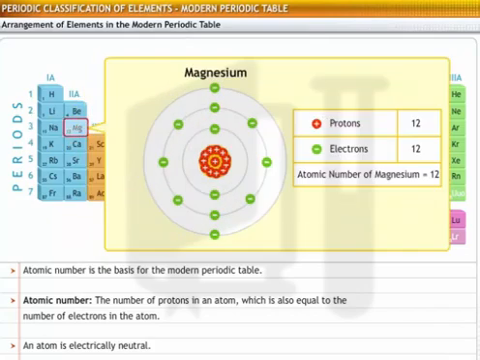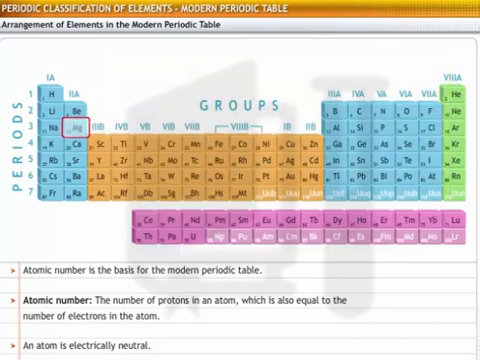Similarly, the atomic number of magnesium is 12. Since the atomic number of magnesium is higher than that of sodium, magnesium is placed after sodium in the modern periodic table.